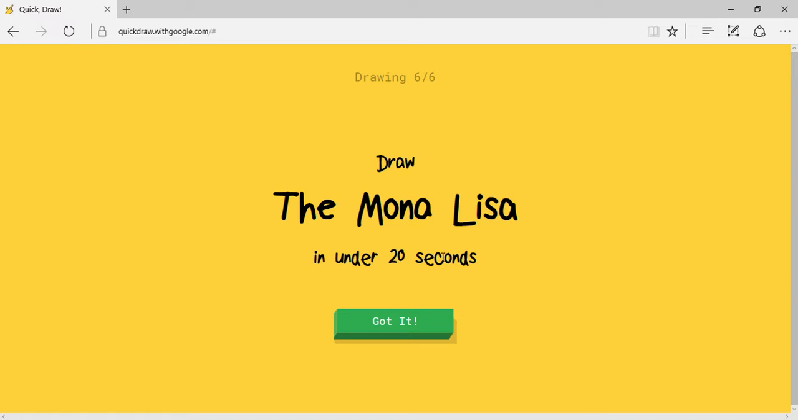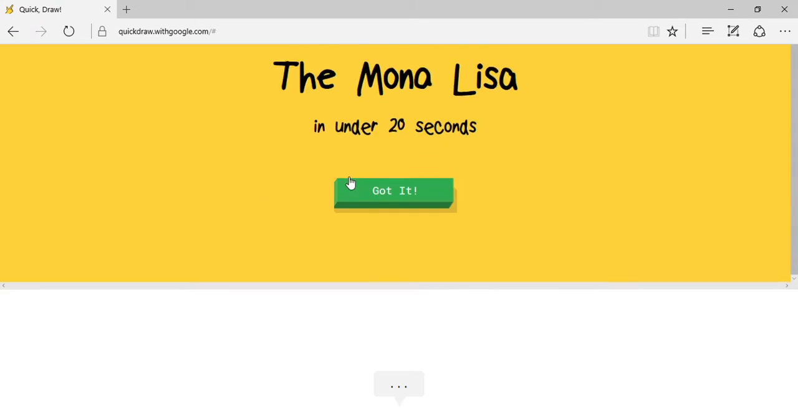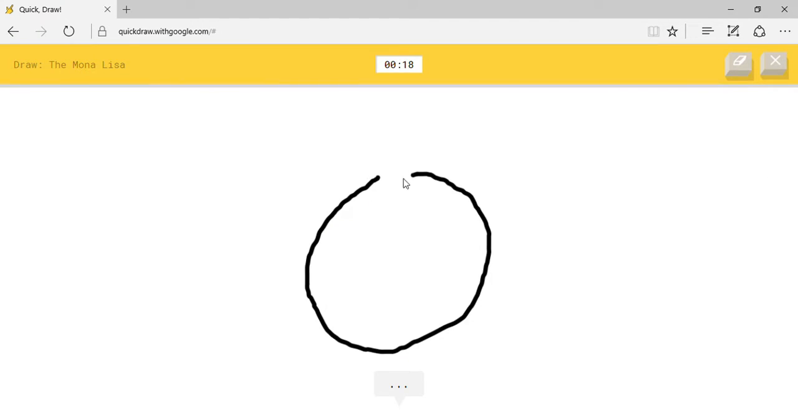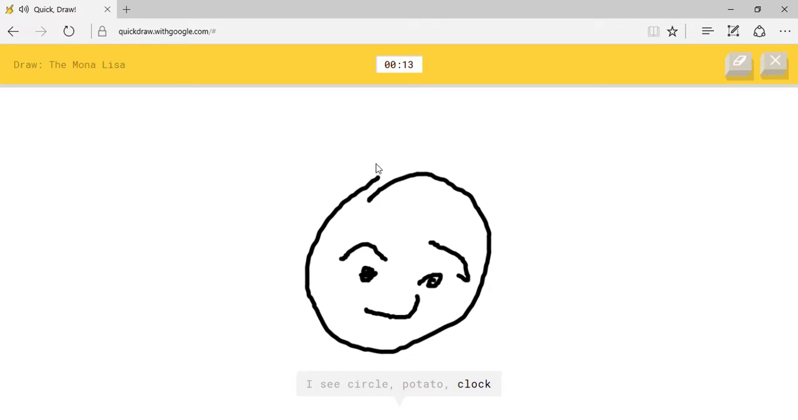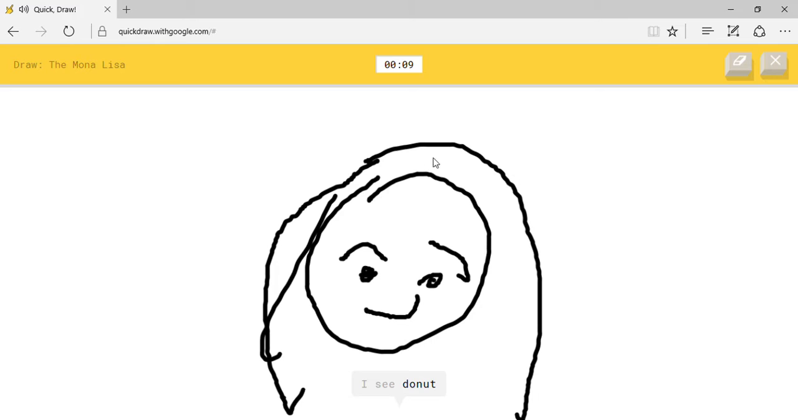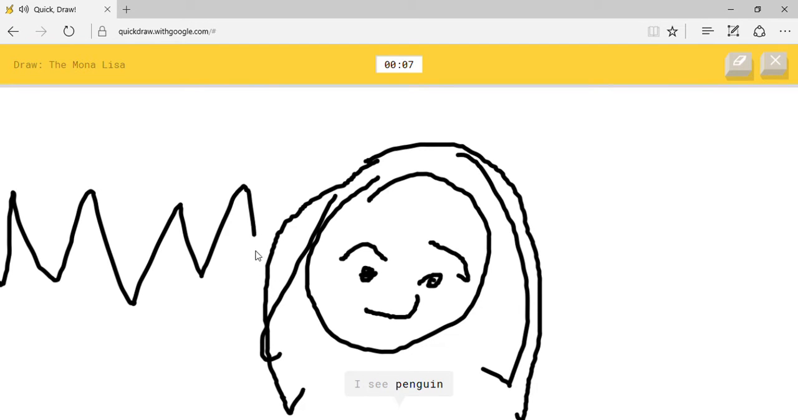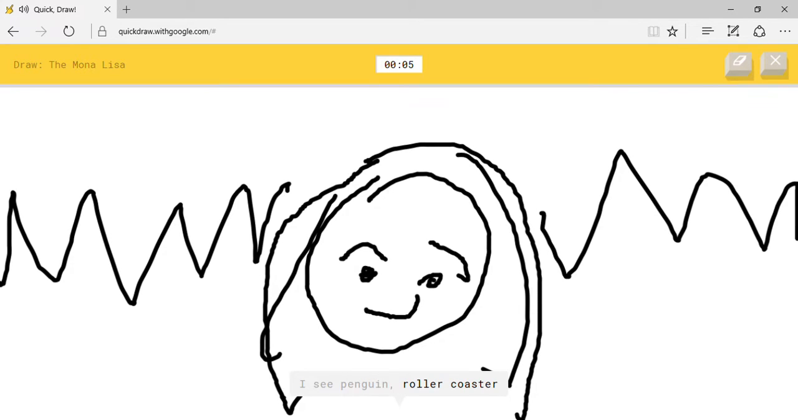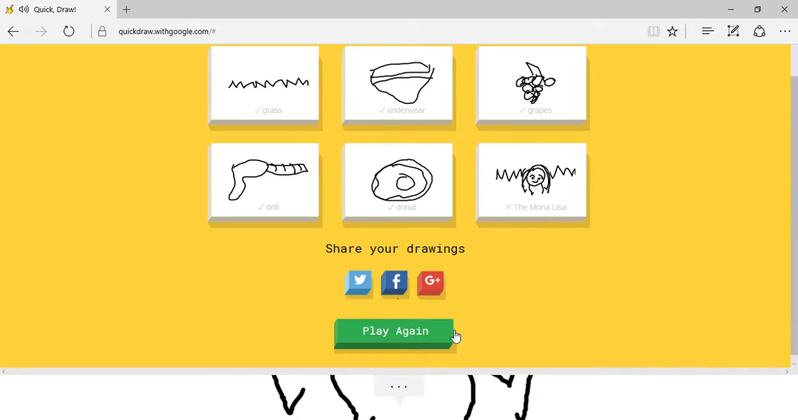Really? The Mona Lisa? How can we even draw the Mona Lisa? Let's try that. So we don't have any forehead. I see circle, or potato, or clock, or face. I see donut, or backpack. I see penguin, or roller coaster. How can she even guess the Mona Lisa? I see syringe, or tiger. Sorry, I couldn't guess it.